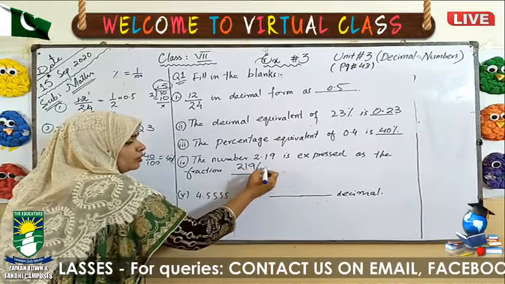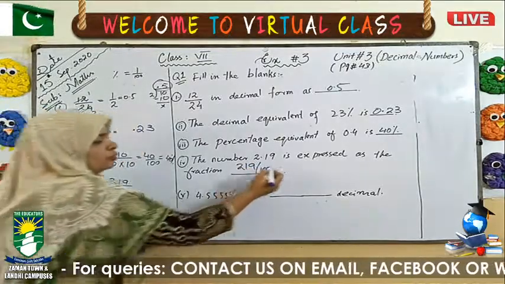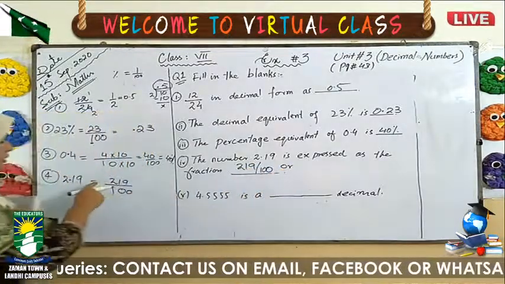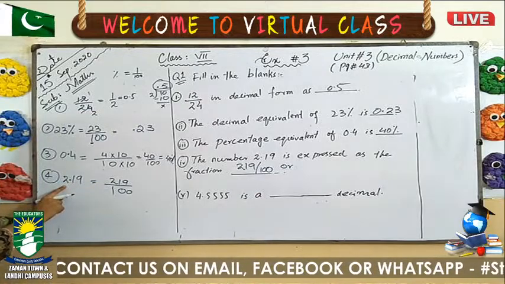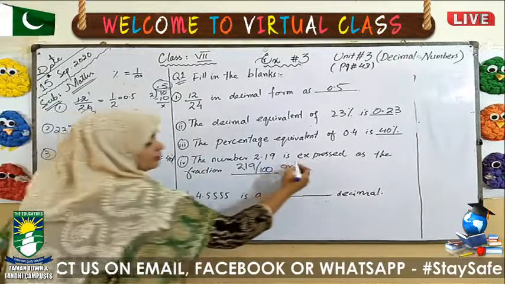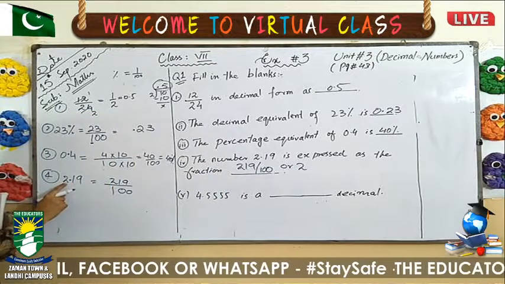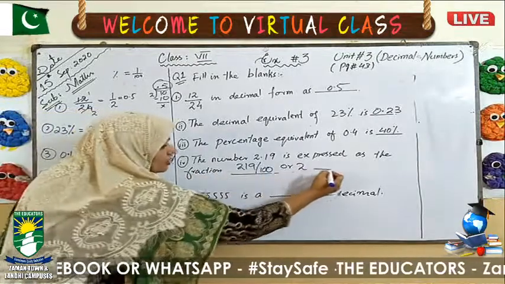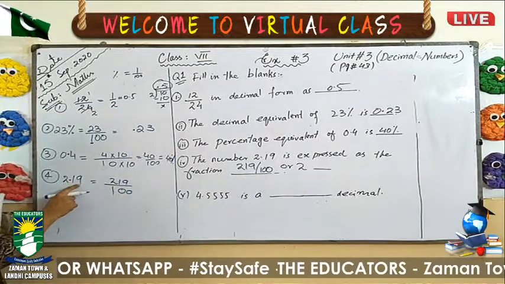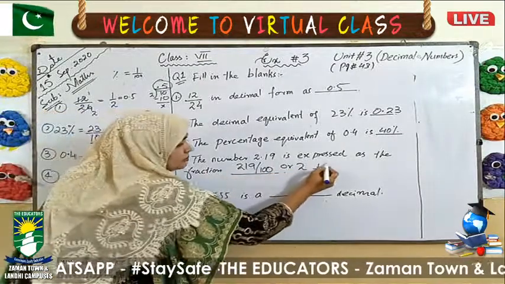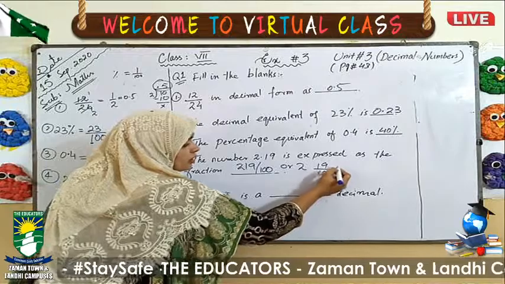219 upon 100. Or you can also write the fraction as a whole: the number before your decimal, you write at the side, then write your number after the decimal, 19 upon 100. It is your answer.